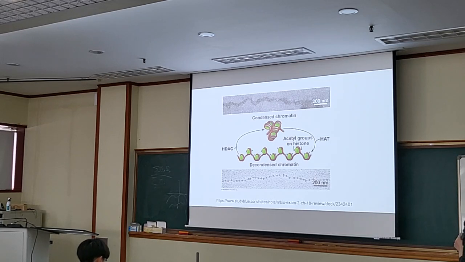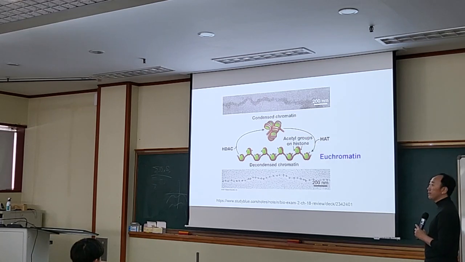There are two enzymes. One is acetyl group transferase, which adds more acetyl group to the histone. This green one is the histone. Add more acetyl group, then it opens further, and this is euchromatin. Deacetylase works here and removes the acetyl group. Then it will close and form heterochromatin.